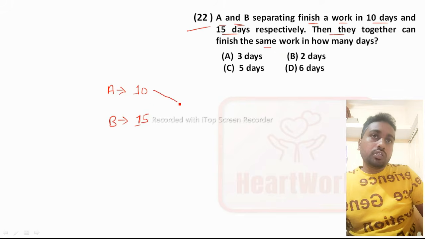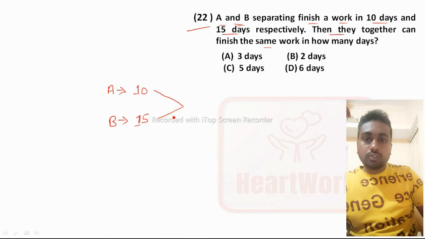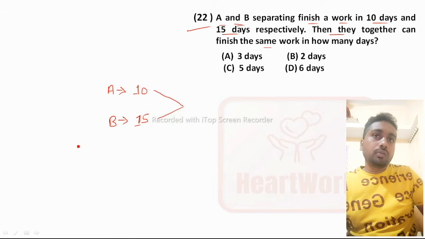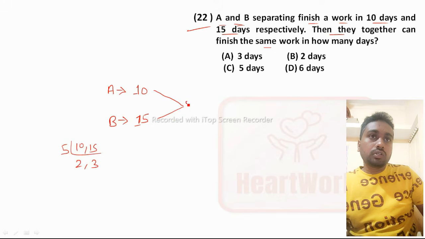So first we need to find the total work. For that we have to take the LCM of 10 and 15. If you take the LCM of 10 and 15, how much do you get? 5 into 2 into 3, that is equal to 30. So this is called total work. So total work is how much? 30. Now we need to find efficiency.